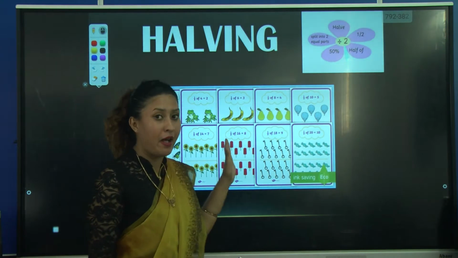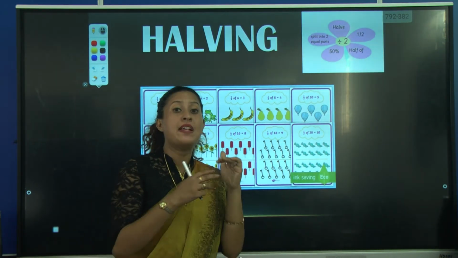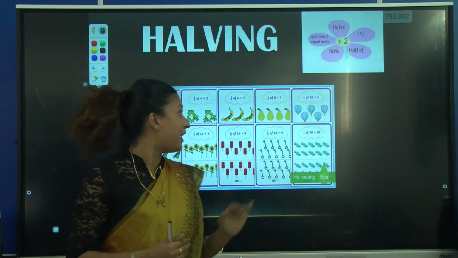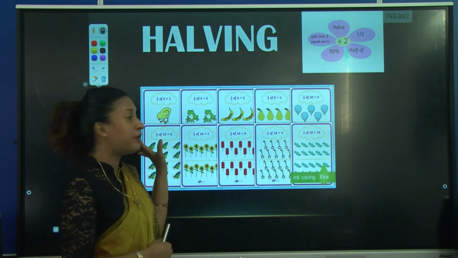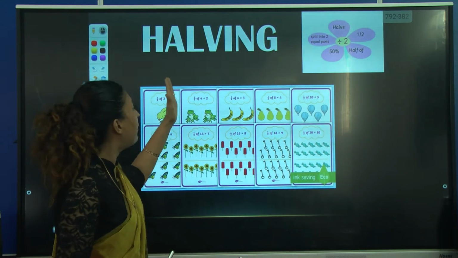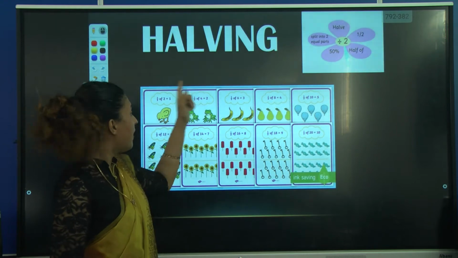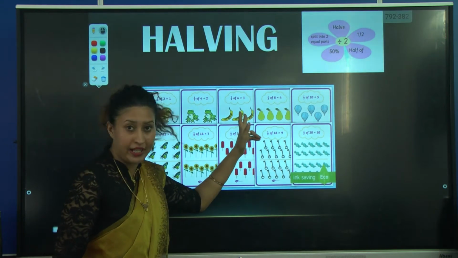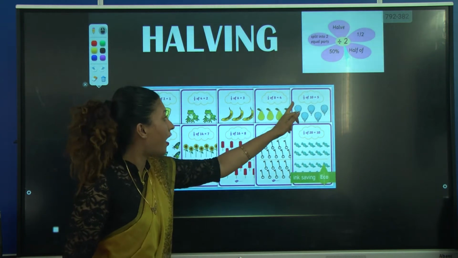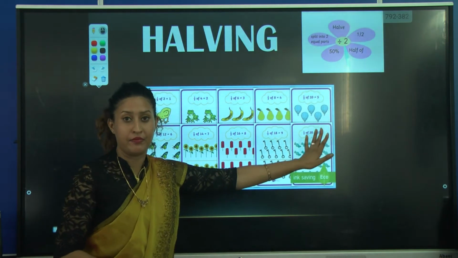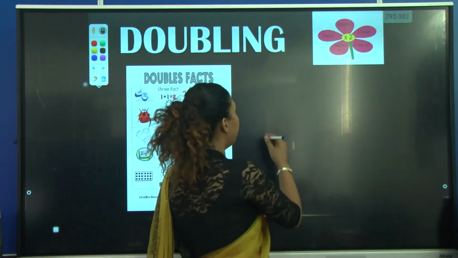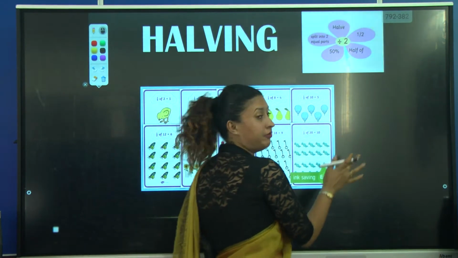What do you mean by halving? Halving means we split the number into 2 equal parts. Now see, look at this example what I have given. Half of 2 is 1. Half of 4 is 2. Half of 6 is 3. Half of 8 is 4. Half of 10 is 5. Now let me draw you and explain. Okay? I will draw you and explain.